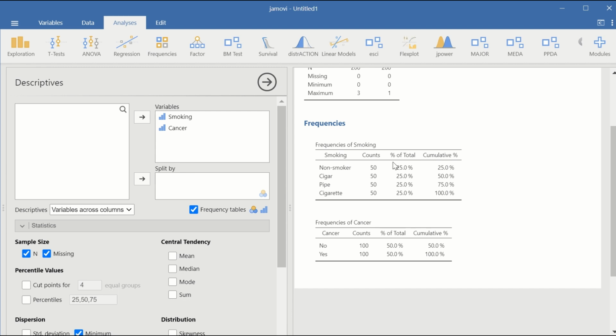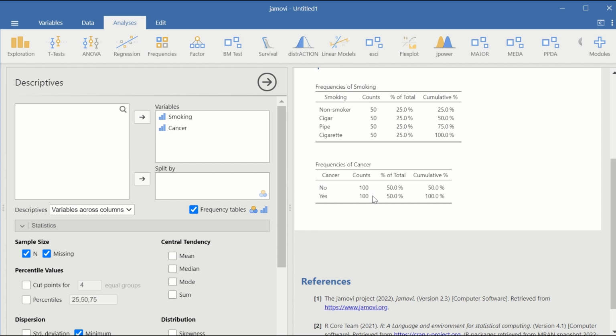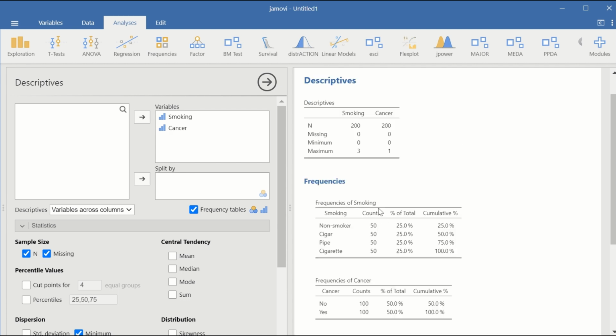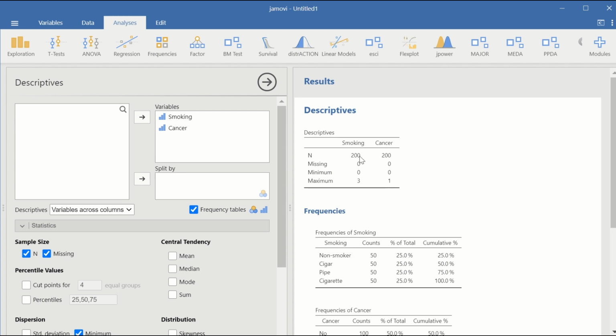The second table shows the frequencies. There are 50 cases in each category for the smoking habit. The third table shows the frequencies of cancer. There are 100 cases of cancer, and another 100 cases of not having cancer. To find out whether there is an association between smoking and cancer, we need to do binary logistic regression.